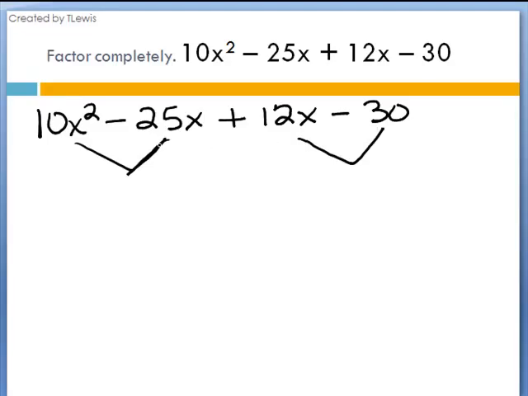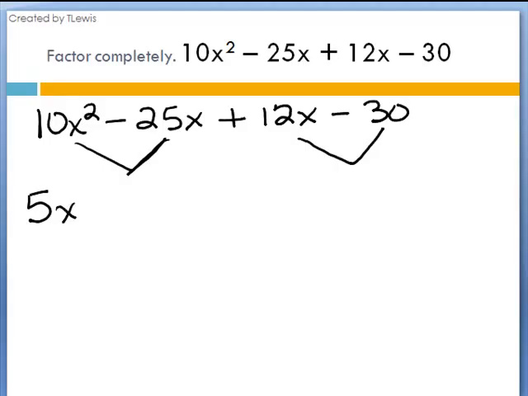Let's split it in half, which we did here. Look at the first 2 terms. Find a GCF for 10x squared and 25x. So the GCF for 10 and 25 is 5. The GCF for x squared and x, we have x. So for the first 2 terms, the GCF is 5x.